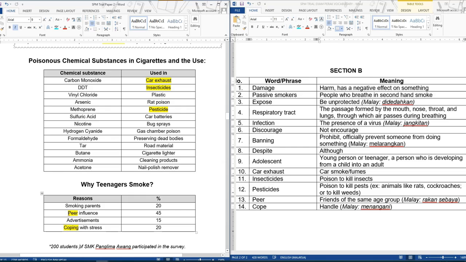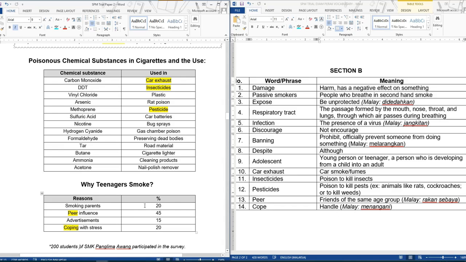Alright, so before we go on to the questions, let's look at these 2 words right here. So the first one is peer, like what I mentioned just now. Peer meaning friends of the same age group. In Malay, you would call this rakan sebaya. And the last word is coping. So I've written the root verb here, which is cope. So cope has the same meaning as handle. In Malay, it would be menangani.